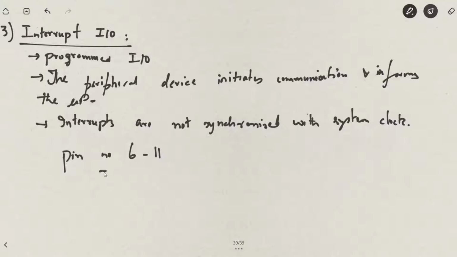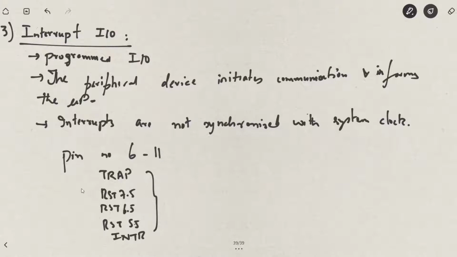So you have TRAP, RST 7.5, RST 6.5, RST 5.5, and INTR. So these are your interrupts. INTA is the interrupt acknowledge pin. These are the interrupts that will be interrupting the microprocessor, and TRAP has the highest priority, and INTR has the least.